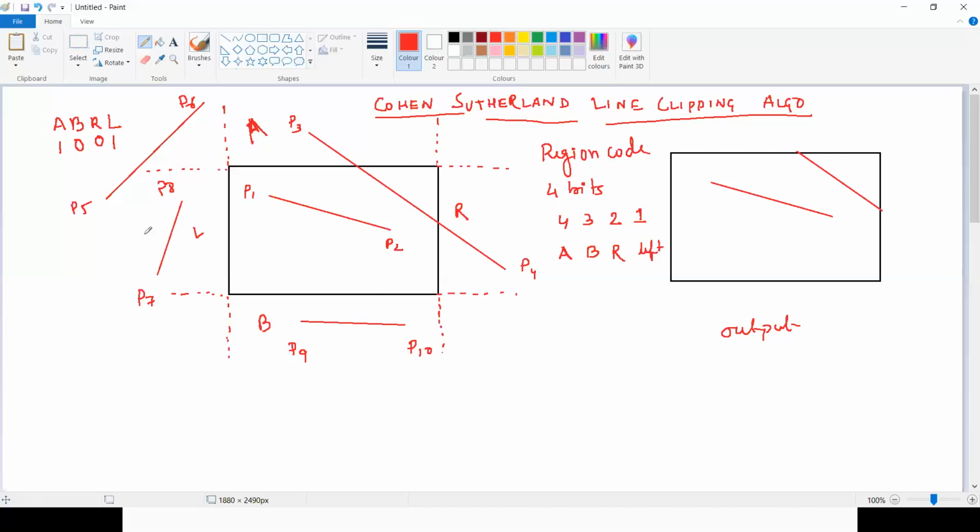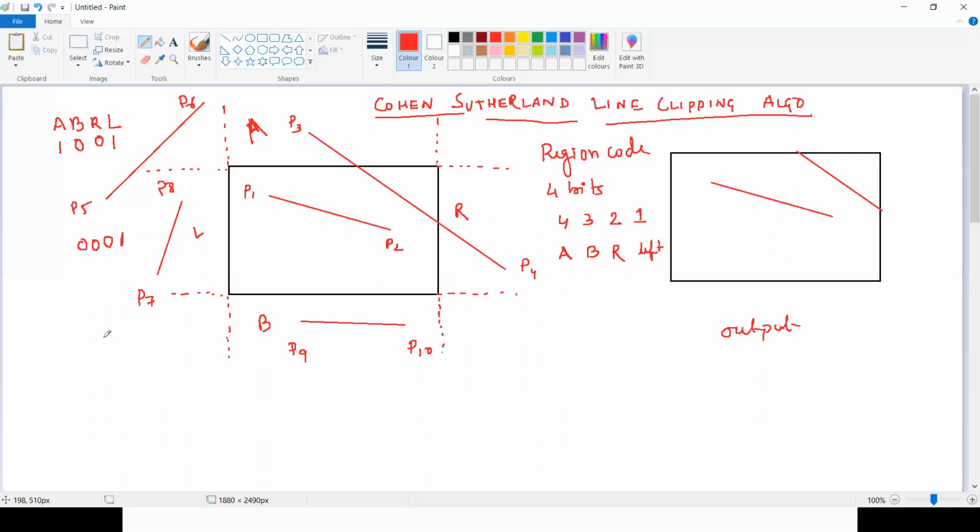So you can also generate the region code for this particular region. Is it the left side of the region? Yes, so the region code will be 1. Is it the right side? No, 0. Is it above the clip window? No, it is not above. Is it below the clip window? No, it is not below. So the region code for this particular section is 0001.